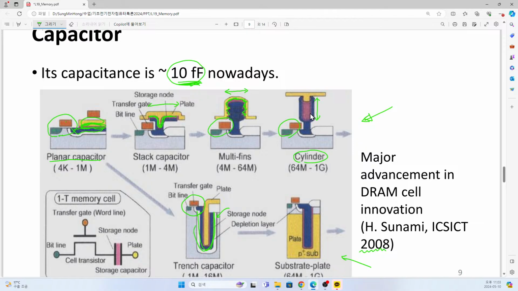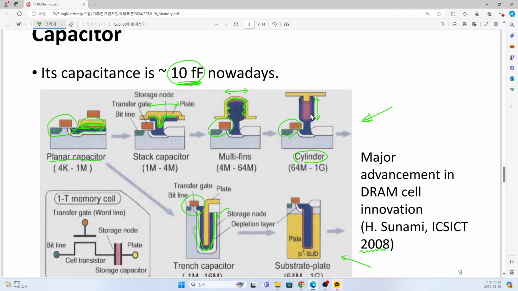And the most important thing is a capacitor requires a lot of silicon area. So in this DRAM scene, the most important thing is silicon area consumption. So reducing the silicon area consumption is by far the most important topic. So that's the reason why our transistor structure has been changed in that way.